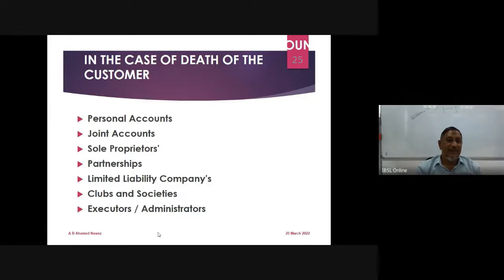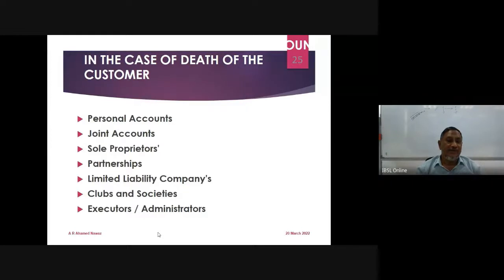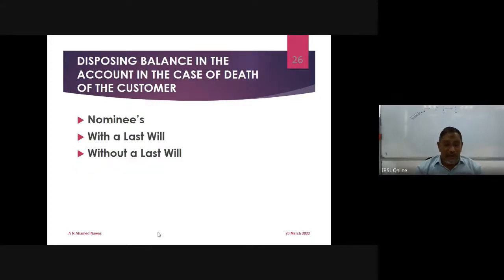So I discussed the case of the death of a customer, and how to disperse the funds in personal accounts and joint accounts. According to the Civil Procedure Code, nominees can dispose of the balance in the account in the case of the death of a customer. If there is a nominee appointed, how to do the disposal. With a last will, how to dispose. Without a last will, how to dispose.